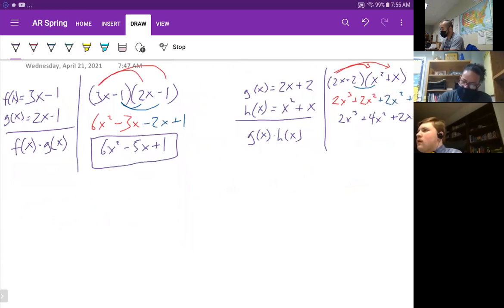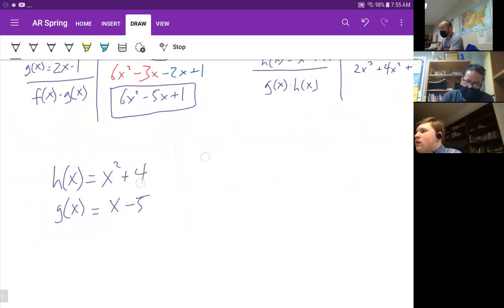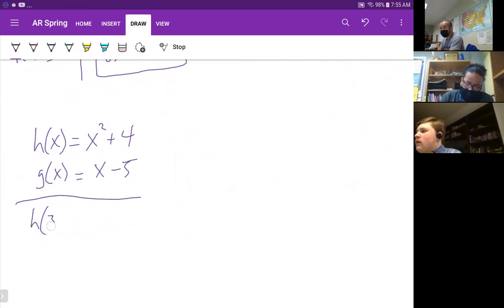With the last four, it's like what you did last time, or I think it was 11.1. So if it has, let's say h of x equals x squared plus 4, and g of x equals x minus 5. And if it gives you h of 3 plus g of, is it always the same number? It is always the same number. Let's just do the same number.